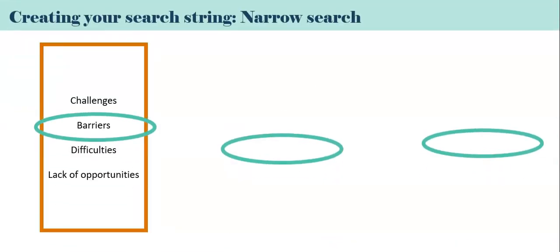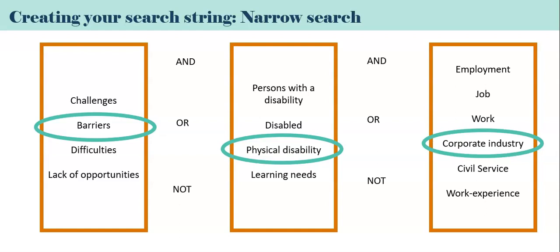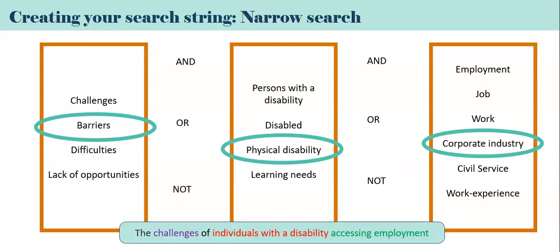We can then narrow our search further by selecting more specific search terms when looking at this particular research topic. In this example, we're going to look at barriers, physical disability, which is more specific than persons with a disability, and we're going to look at the corporate industry as opposed to the general topic of employment.